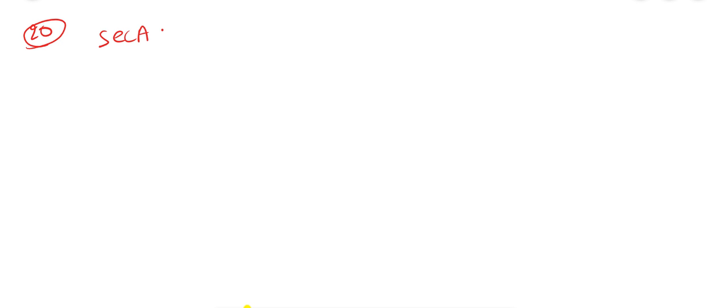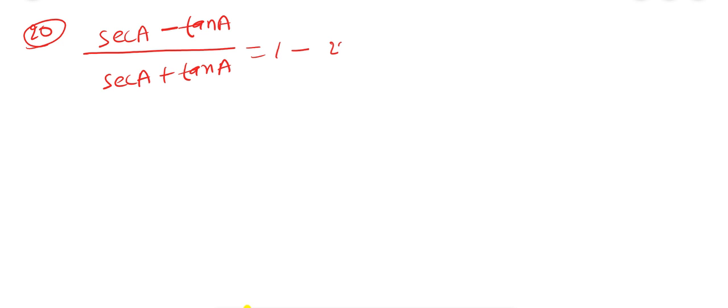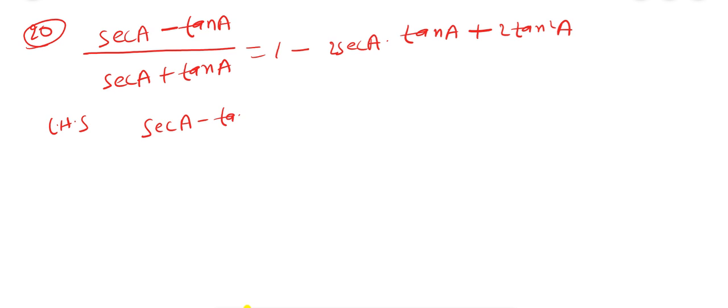Next is question number 20. Prove that sec A minus tan A divided by sec A plus tan A equals 1 minus 2 sec A tan A plus 2 tan square A. So LHS is equal to sec A minus tan A over sec A plus tan A. I want 1 minus 2 sec A into tan A plus 2 tan square A.